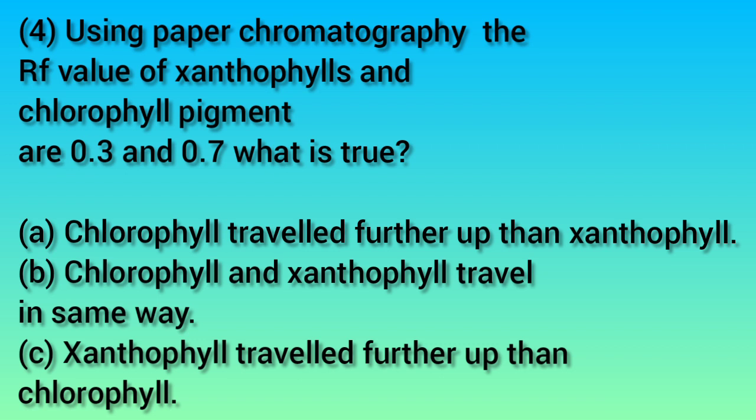So next, let's move on to the fourth question. The question is, using paper chromatography, the RF values of xanthophyll and chlorophyll pigments are 0.3 and 0.7. What is true? So coming to the options, option A is chlorophyll travels further up than xanthophyll. Option B is chlorophyll and xanthophyll travel the same way, and option C is xanthophyll travels further up than chlorophyll. So here you can see that the RF value of xanthophyll is 0.3 and the RF value of chlorophyll is 0.7.